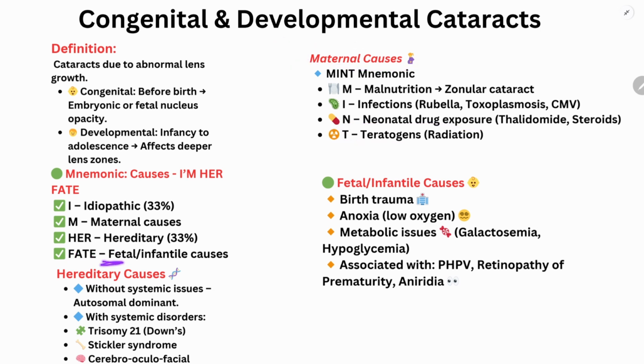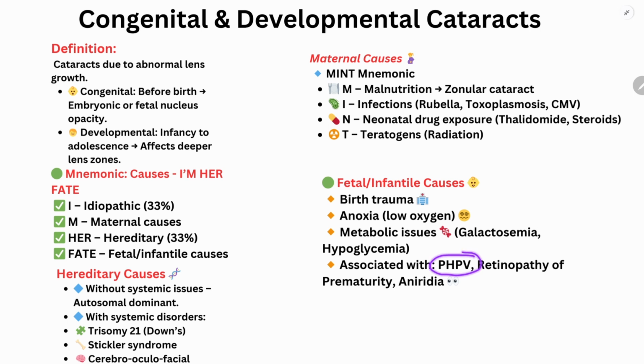And now let's discuss fetal or infantile causes. In fetal, there will be birth trauma, anoxia like low oxygen supply, and metabolic issues like galactosemia and hypoglycemia are the major causes, and they will be associated with the PHPV and retinopathy of prematurity and aniridia.